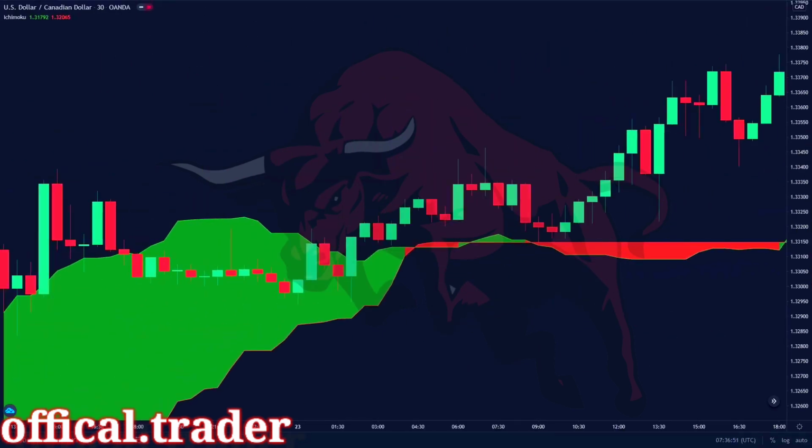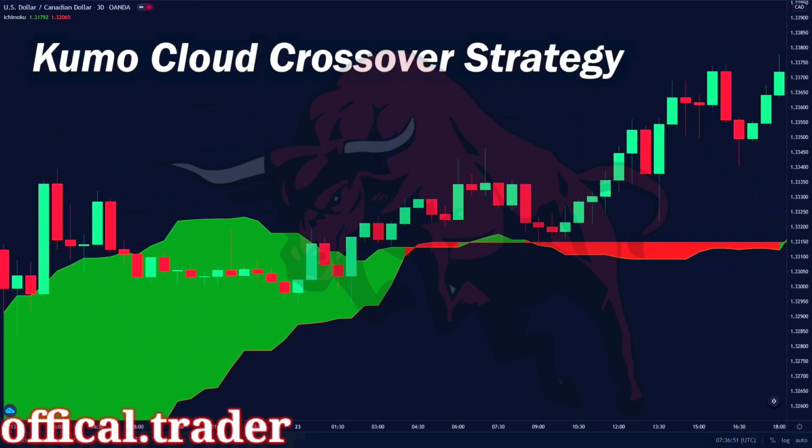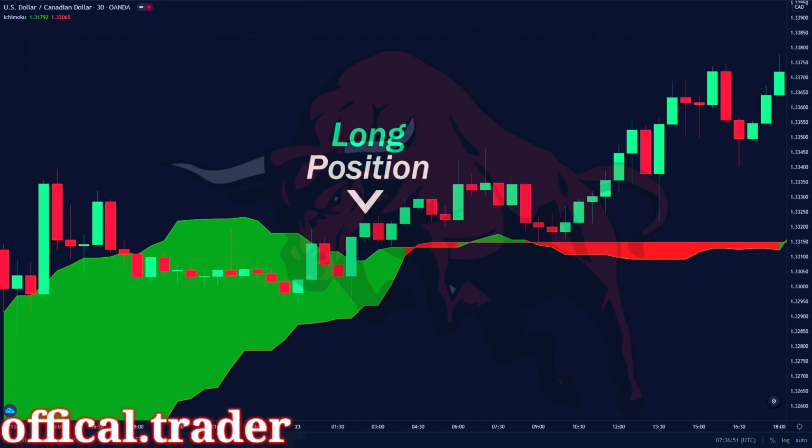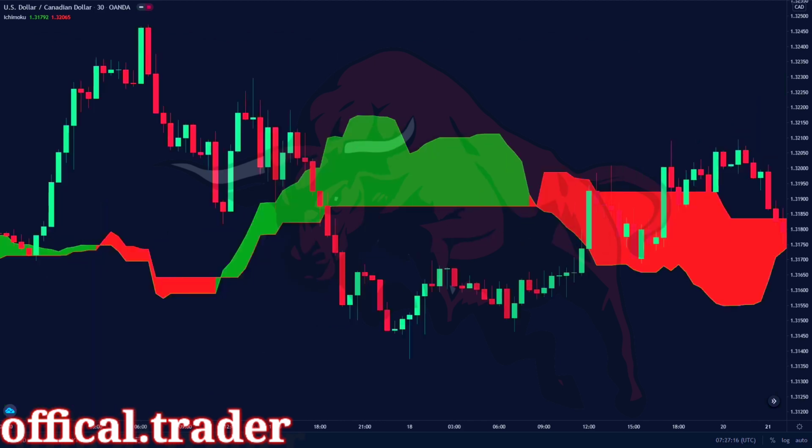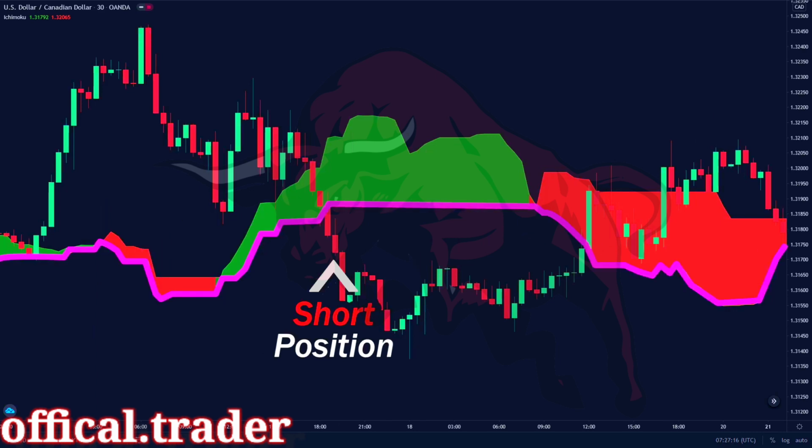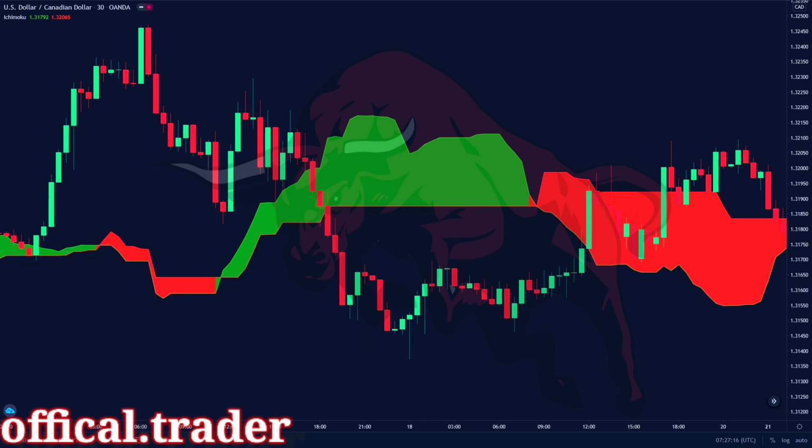The next strategy is called the Kumo Cloud crossover. So in this strategy, you simply take long positions if the price crosses above the clouds, and you take short positions if the price crosses below the clouds. The Kumo Cloud can also be combined with other indicators, and it can act as a baseline to see the overall trend direction.